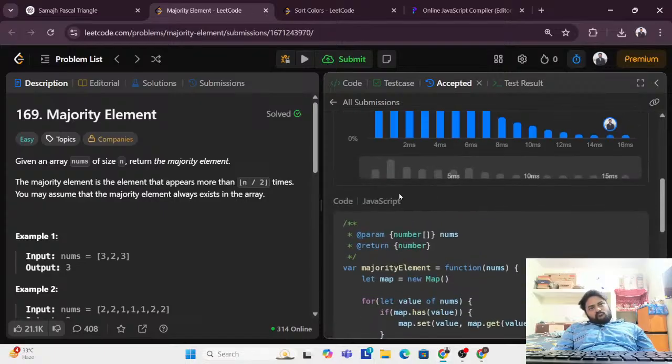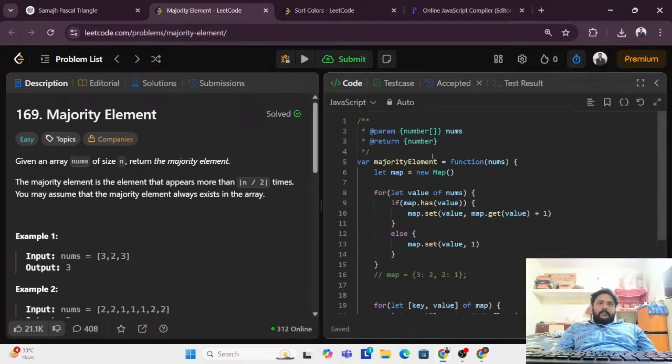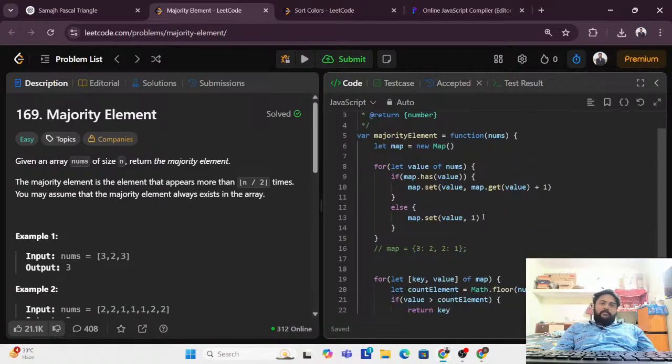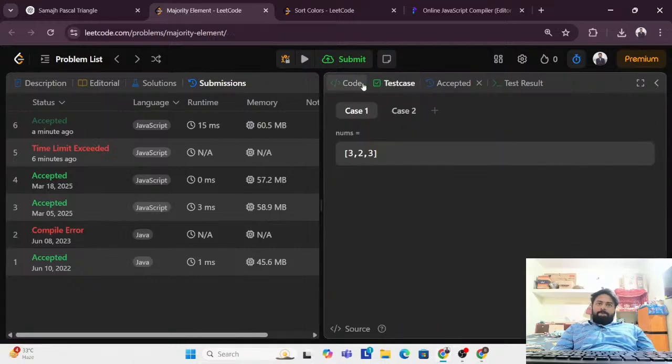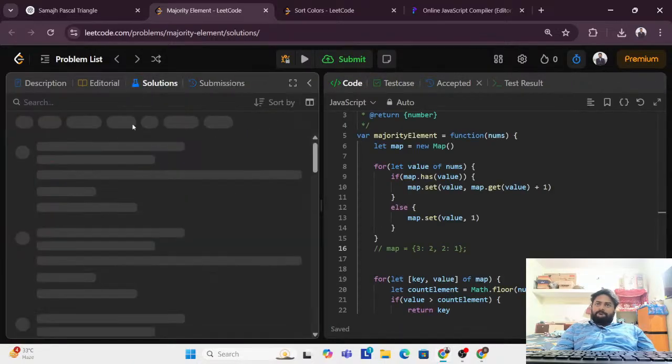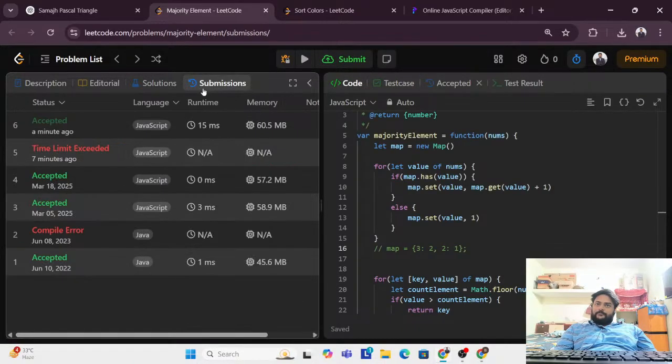Okay, so we have found two solutions for the same problem, right? That's a good thing. And last time I solved this question was on 18th of March, which is more than 2 months ago, right? So it's a good thing that I can still remember this. Okay, no problem with that. And yeah, it is working.